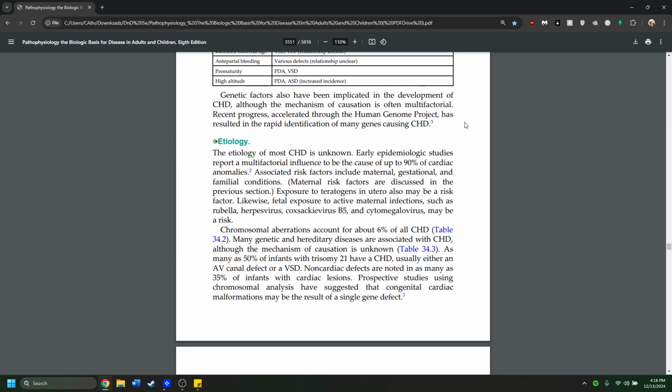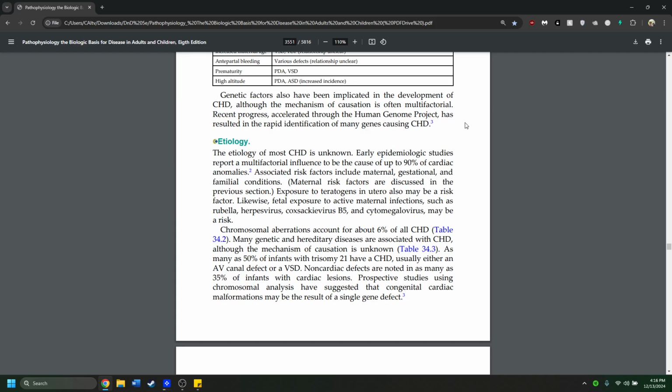Genetic factors also have been implicated in the development of CHD. Although the mechanism of causation is often multifactorial, recent progress accelerated through the Human Genome Project has resulted in the rapid identification of many genes causing CHD. So the etiology of most CHD is unknown.